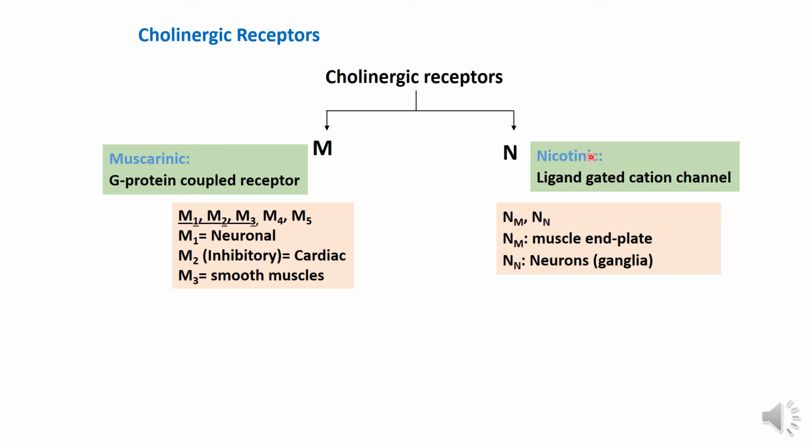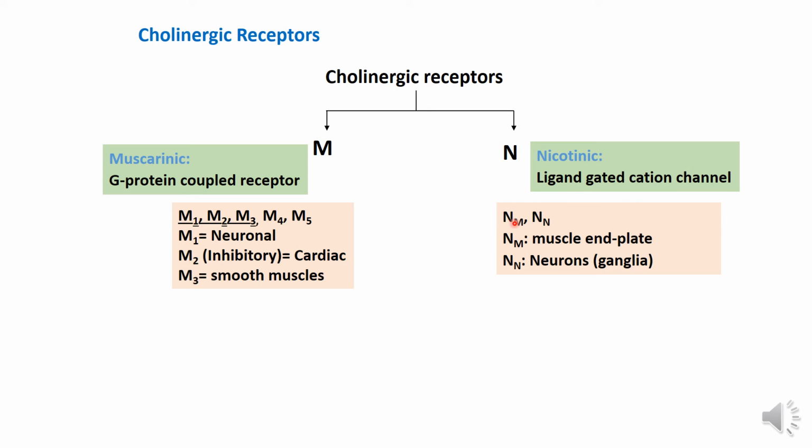Now on the nicotinic side, we have ligand gated cation channel. These are ionotropic receptors, so please make the important distinction between these two types, muscarinic and nicotinic. Muscarinic receptors are G-protein coupled receptors, right? Whereas nicotinic receptors are ionotropic. So these are involved in ion channels, and here the activation and inactivation of the ion channel depends on the ligand. So these are not voltage gated. Please be reminded, these are ligand gated cation channels.